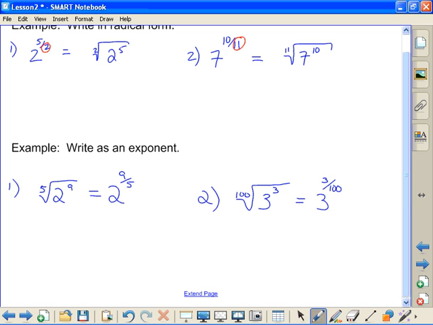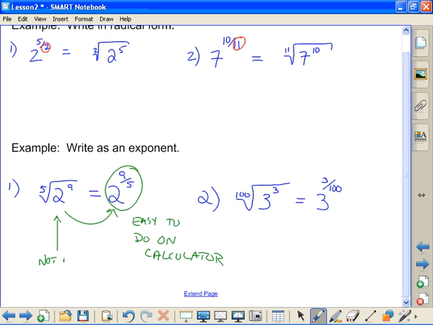The reason we write back and forth is that this is easy to do on the calculator. Not all calculators have a button that will deal with an nth root. Not all calcs have this button. Every calculator can handle the exponential form. So that's why it's important to be able to go back and forth. It's also going to be very important later on when we get into logarithms.